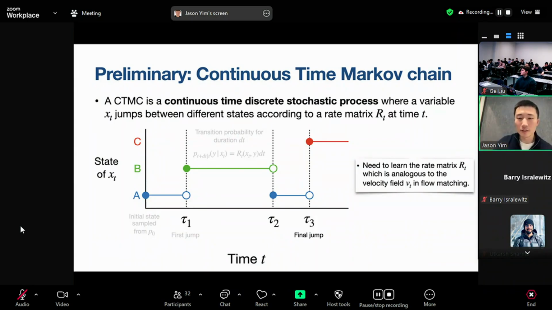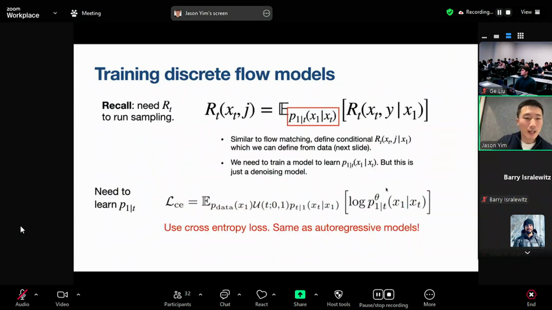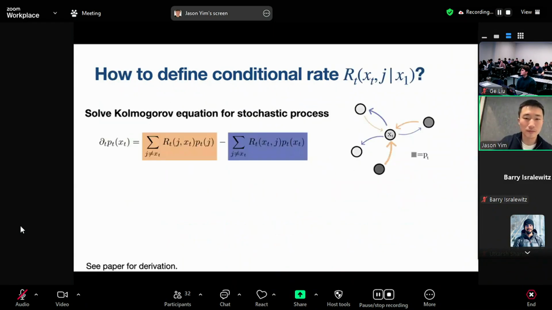And so the thing that you need to learn here is this rate matrix R_t, which is the same thing as the velocity field in flow matching. The nice thing about discrete flow matching is that you have the same objective as in really popular language models. I think the main thing to pay attention to is that to define this rate matrix, you need to learn this denoising probability, which is the probability of the final state given your current state. This is just trained with cross entropy, which is the same as the autoregressive models used to train GPT-2, 3, 4. It's the same objective, but now you can use that to do discrete flows.